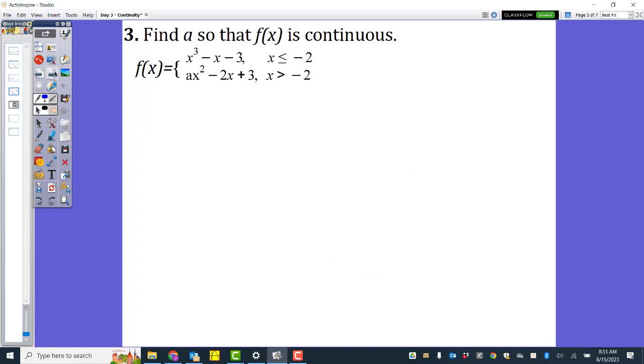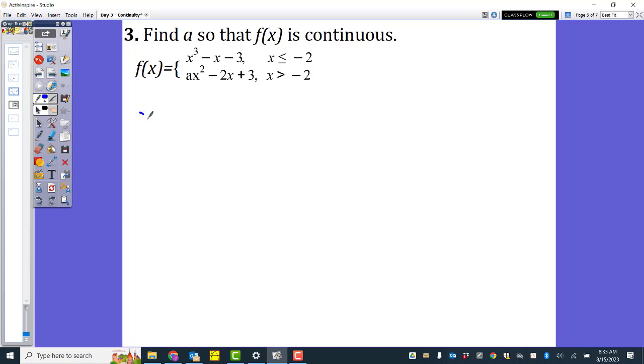Next, we're finding a so that f of x is continuous. Now, this is a case where we're trying to make the function continuous, and this is a very simple process. If we want to make the function continuous, we want to make the left and right equal each other when we plug in x equals -2. Because by plugging in x equals -2, we're getting the function value, and by making the left and right equal, we're getting the limit's value. So we're making them equal when we plug in the x.